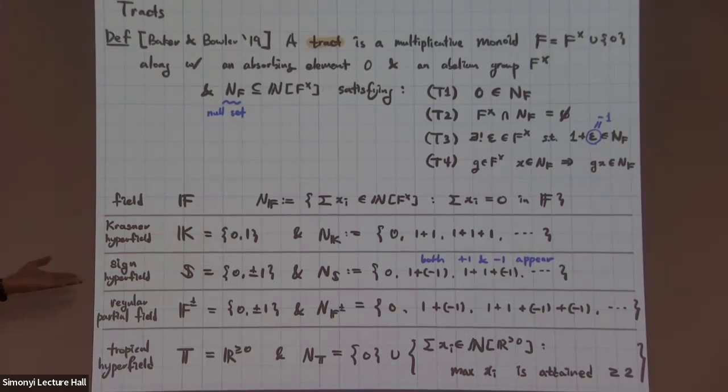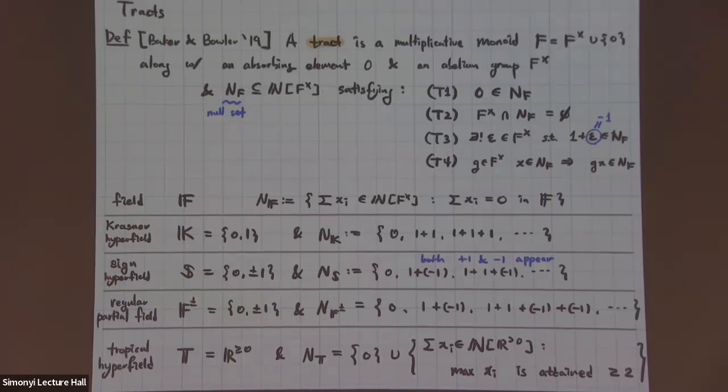And also the sign hyperfield. If you consider 0, plus 1 and -1, where +1 means a positive element and -1 a negative element in the real field, then you can easily check that a positive number plus a positive number cannot be 0, but positive plus negative can be 0. On the other extreme, you can also consider the regular partial field, whose ground set looks the same, but it captures a totally different phenomenon.